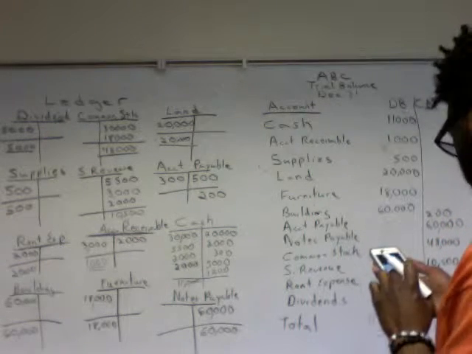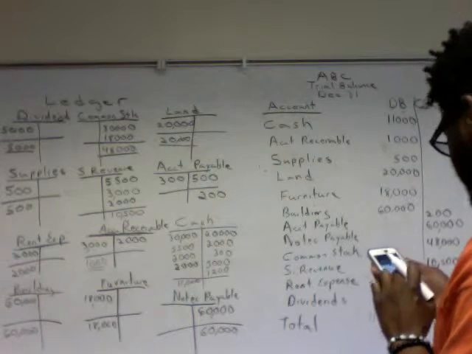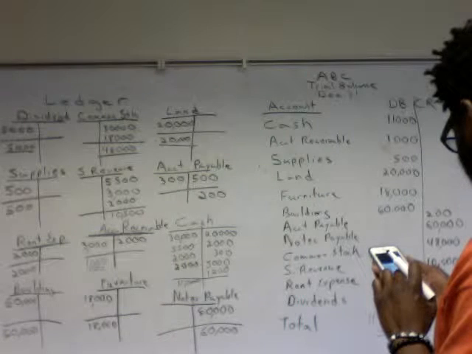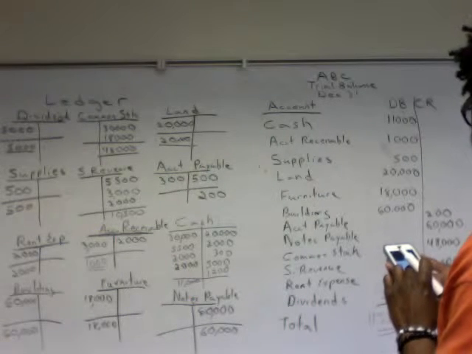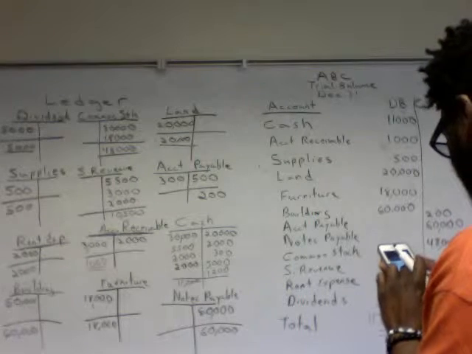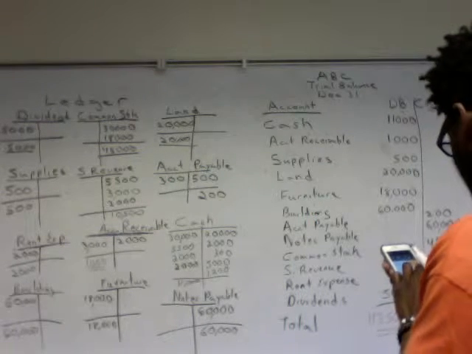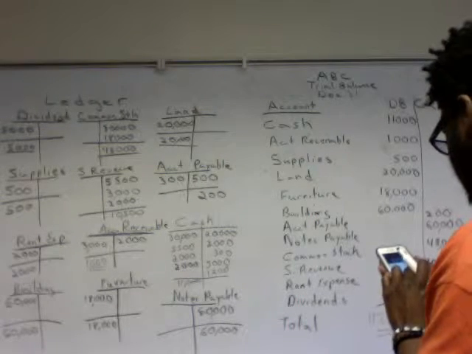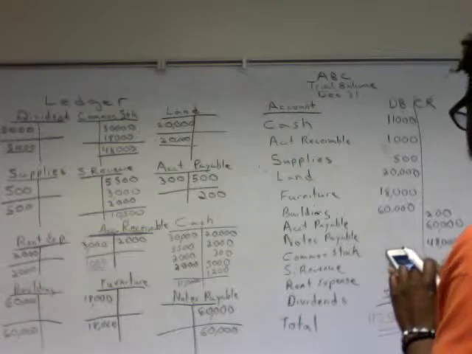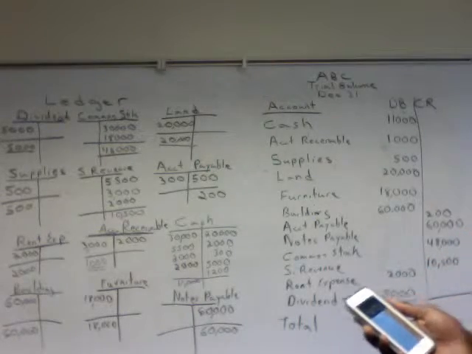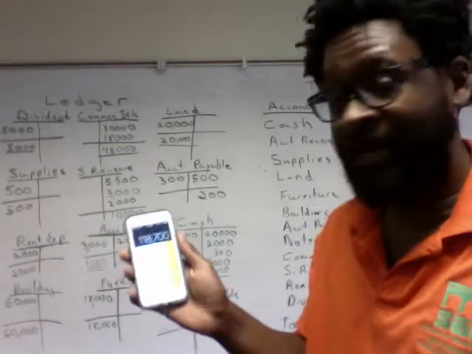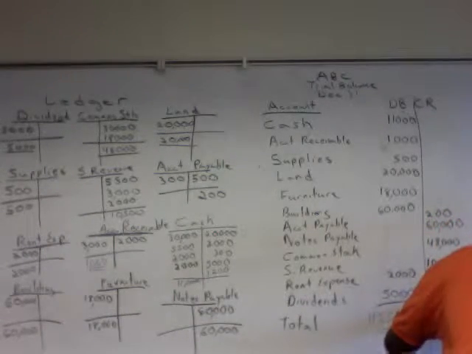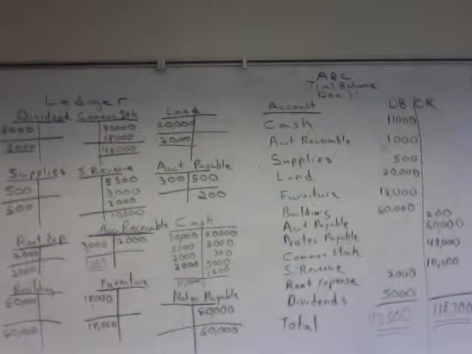200 plus 60,000 plus 48,000 plus 10,500. And guess what, guys? We are not balancing. I have 118,700. We are definitely not balancing.